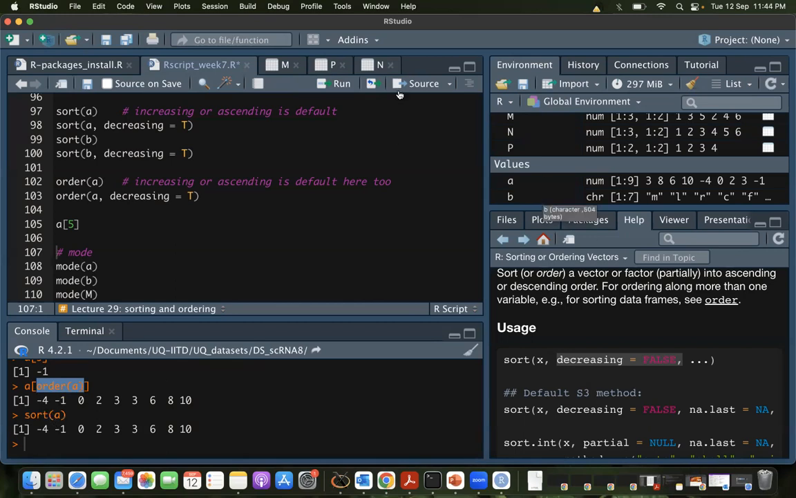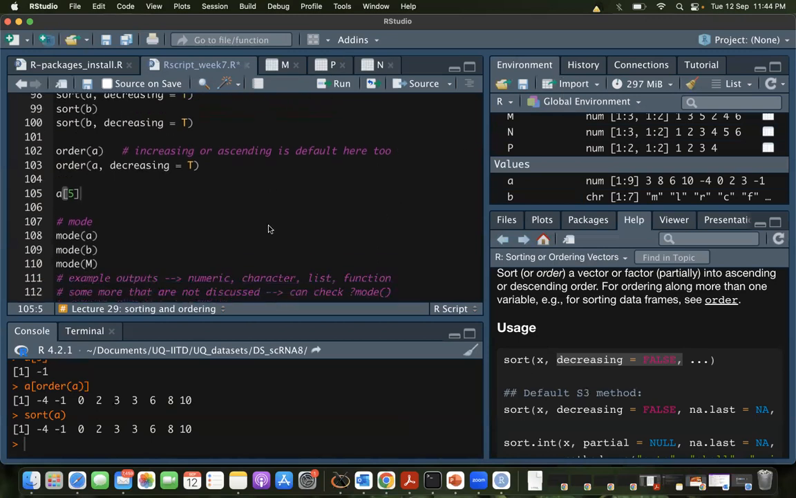Okay. Was this clear? Or should I draw it? Yeah. If you don't say anything, I'm assuming it's clear. Yep, clear. Okay, cool. All right.